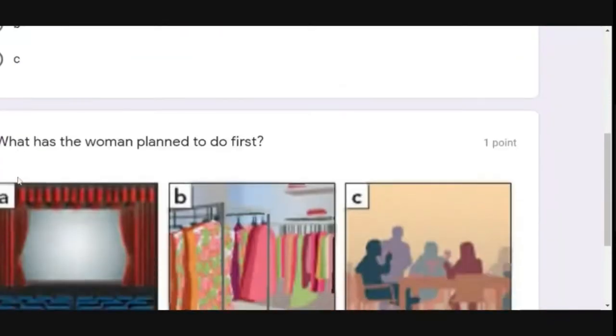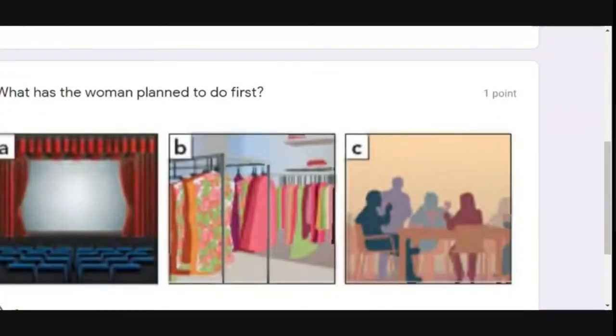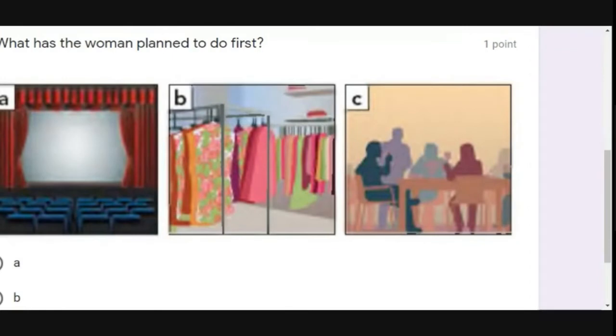Number 2, what has the woman planned to do first? So you see the question. There is a woman talking and she will tell you she planned to do all these activities, but which one did she plan to do first? So the order is important. Which comes first? Which comes next? When it is about ordering, sometimes they may use phrases like after this, before that. So you have to take note of these phrases.